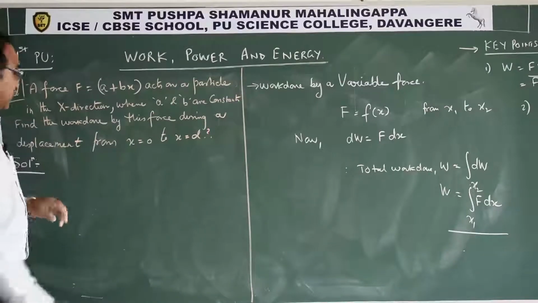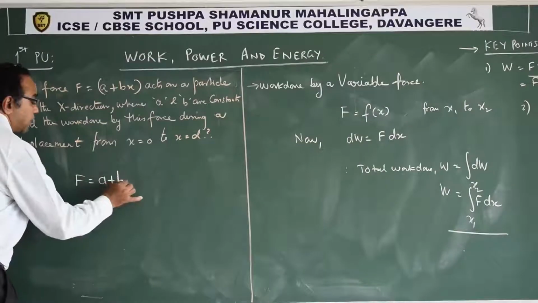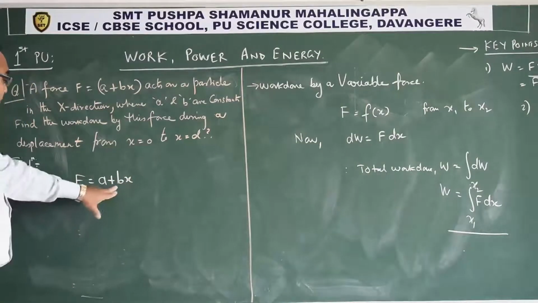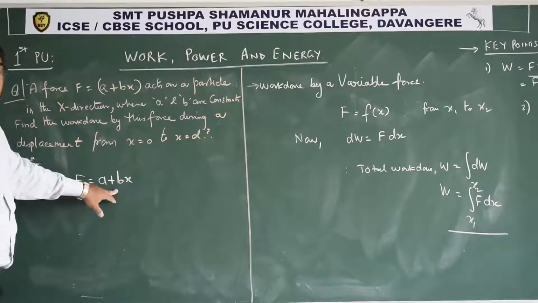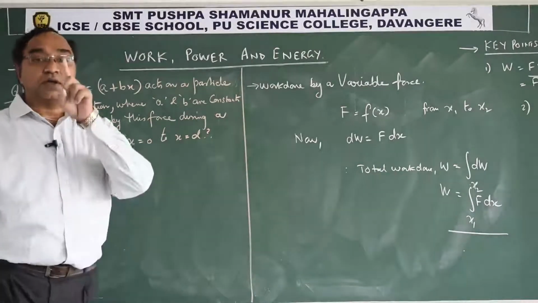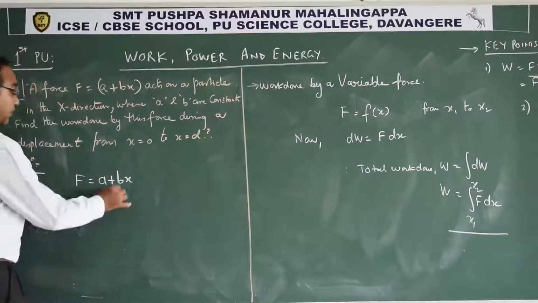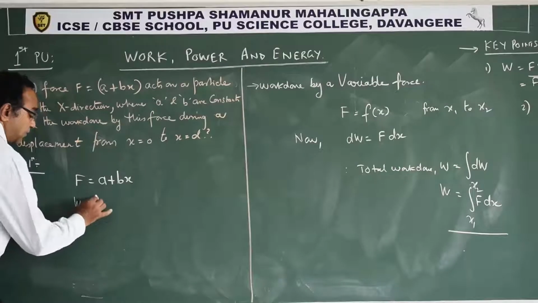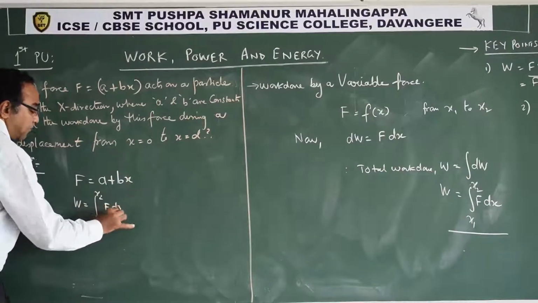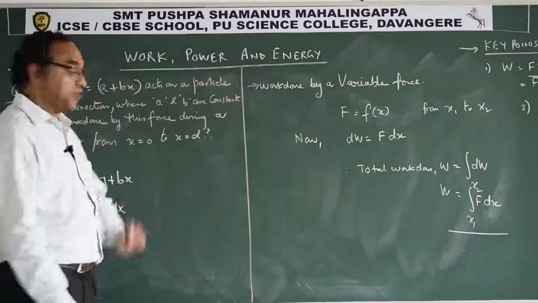How to approach this? First of all, record the data. F is given as A plus Bx. A and B are constants. So we can say that force is a variable force because it depends on x. It is not a constant force. So if it is a variable force, how do we find work done? W is the integral from x1 to x2 of f dx. This is what we have as work done in case of variable force, correct?